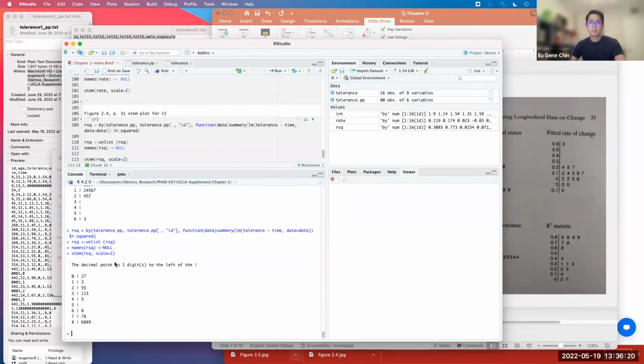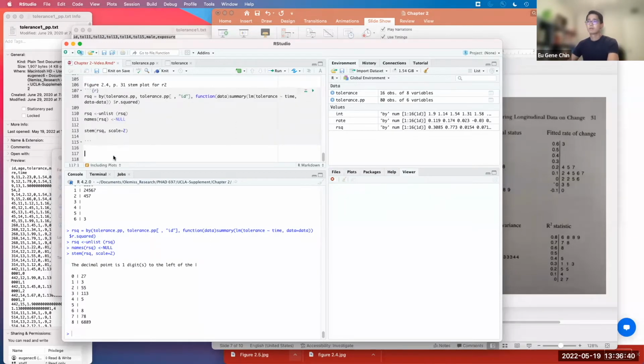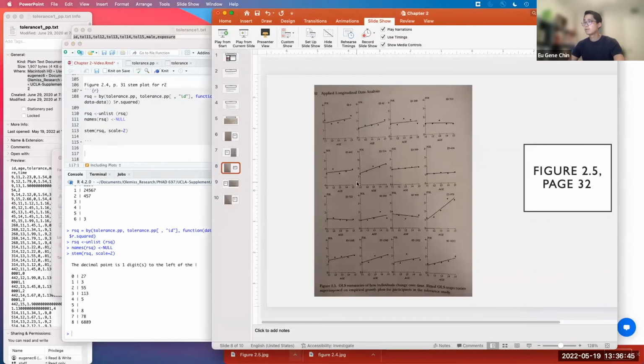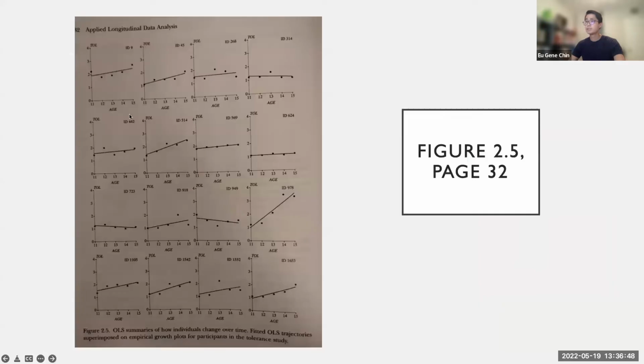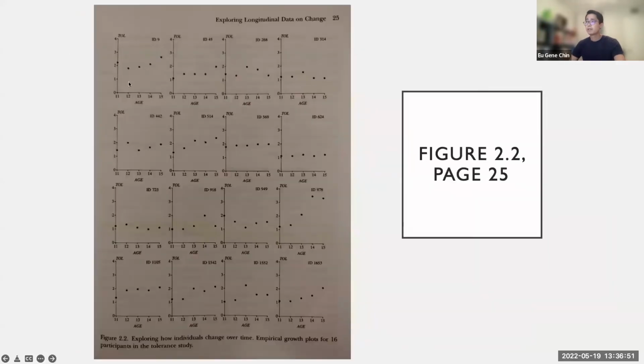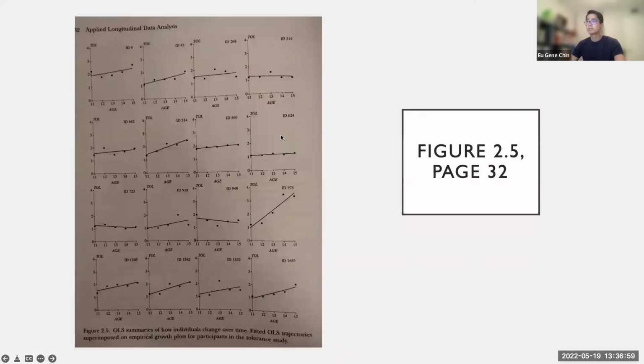So again, why are we doing all this? We're doing all this so that we can actually superimpose a straight line for every single person who has a regression line to it in a plot so that we can get a visual comparison of your longitudinal trends. So we're gonna basically hopefully get to something that looks a bit similar to this. This is again the exact same thing as the initial empirical growth plots, just that this time around we're gonna superimpose a straight line for each person across all five data points. So something like this.